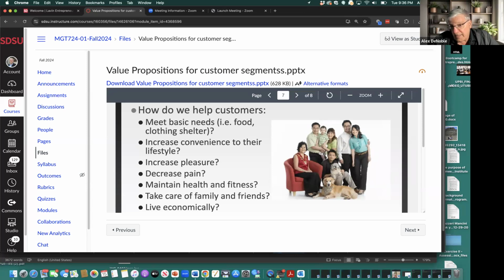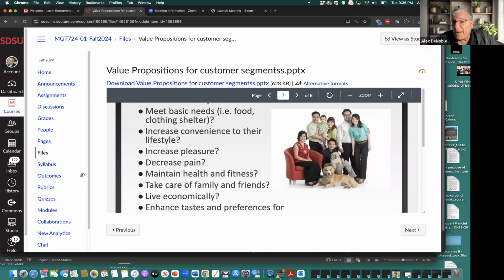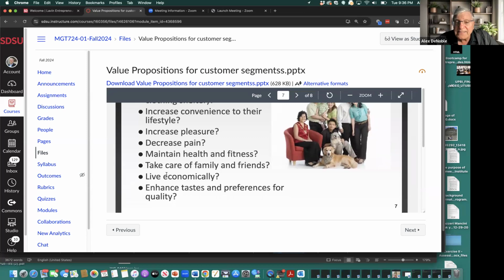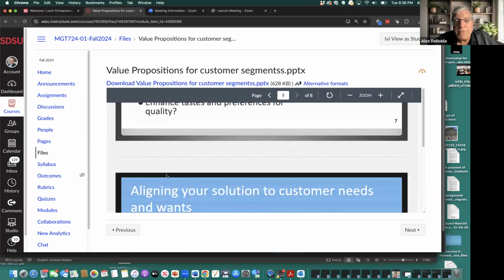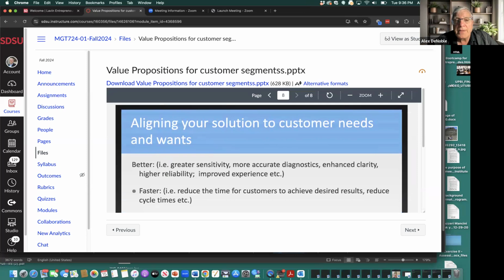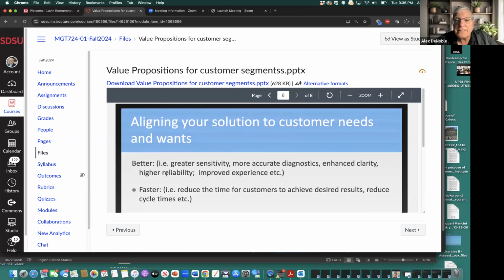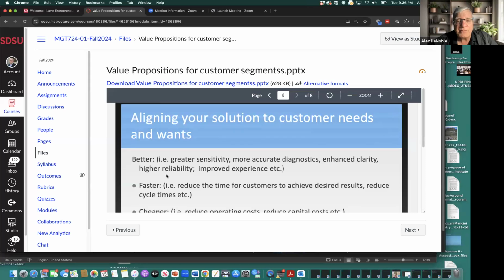Or can we help them live more economically? These are just ideas to get you to think about what might be your value proposition. So ultimately, you want to align your solution to the needs and wants of your customer.